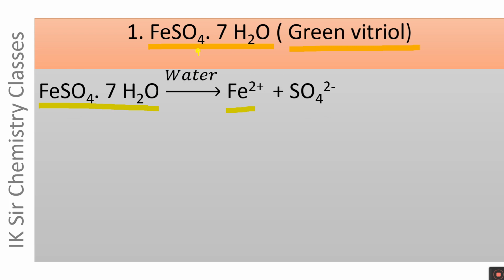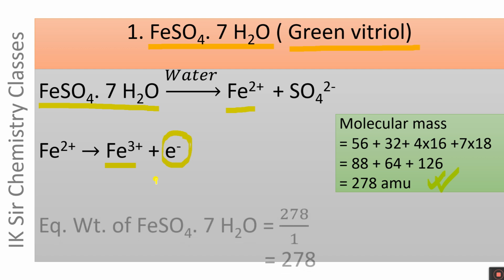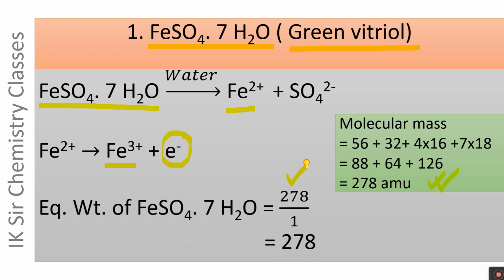And when FeSO4.7H2O acts as a reducing agent, Fe2+ ion is oxidized to Fe3+ ion by losing one electron. The molecular mass of green vitriol is 278 amu, and hence its equivalent weight can be calculated as follows: molecular mass divided by number of electrons lost by one molecule, that is 1. Thus the equivalent weight of green vitriol is 278.